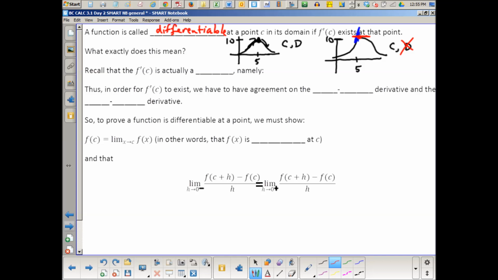Okay, so if I had to give everyday adjectives to this, I would say that this graph is connected and smooth. But I would say that this one is connected and how about just not smooth? Differentiability has to do with smoothness. That's what it really has to do with.